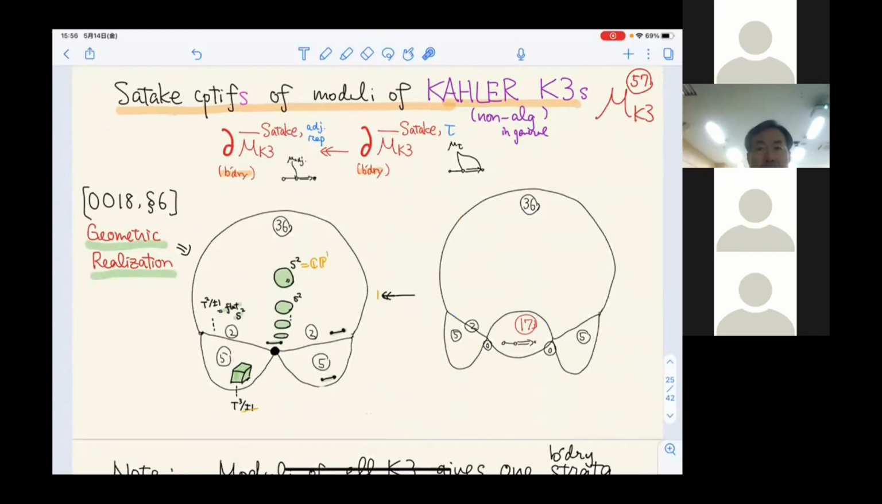And if you consider non-algebraic K3 surfaces, then the moduli is essentially the union of all Kähler cones of K3, which is 60 dimensional. So 40 plus 20, so it's 60. But the moduli of hyperkähler rotation, which preserves the metric, is 57 dimensional. And we have a similar story.